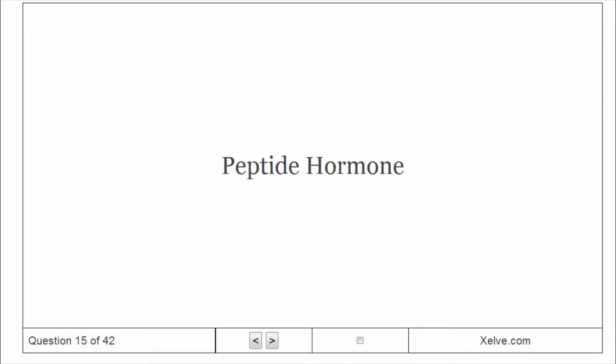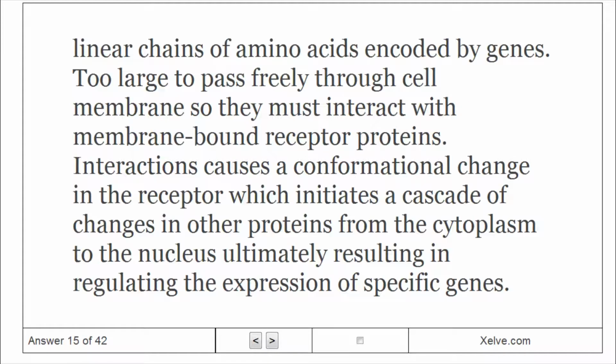Peptide hormone. Linear chains of amino acids encoded by genes, too large to pass freely through the cell membrane, so they must interact with membrane-bound receptor proteins. The interaction causes a conformational change in the receptor which initiates a cascade of changes in other proteins from the cytoplasm to the nucleus, ultimately resulting in regulating the expression of specific genes.